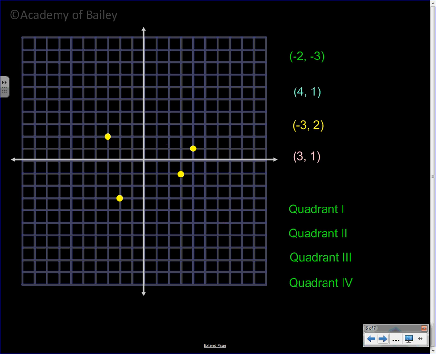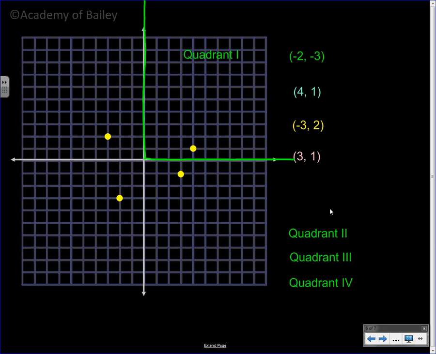Okay, so we have two parts here. We have 4 points plotted there on the coordinate plane, and we're going to match the ordered pairs with them. We also have quadrant 1, quadrant 2, quadrant 3, and quadrant 4. We're supposed to move those into the quadrants. So let's look. Quadrant 1 is this quadrant. And quadrant 1 is that fourth of the graph.